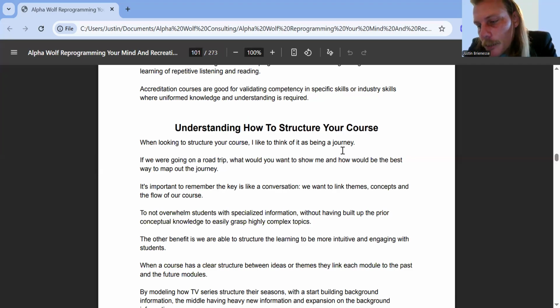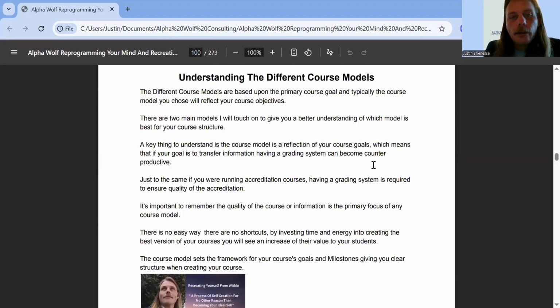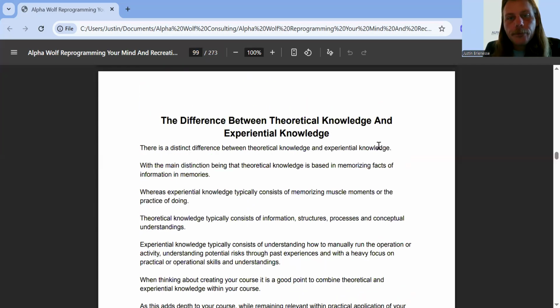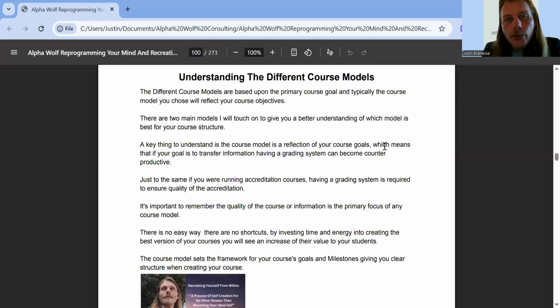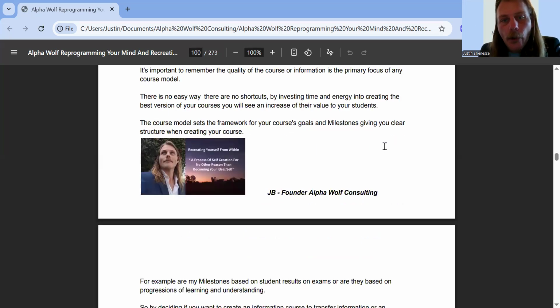You're going to understand the purpose of a course. You're then going to understand the purpose of your course when you're creating it. You're going to understand different types of knowledge, theoretical or experiential. You're going to understand the two different course models that you can follow.